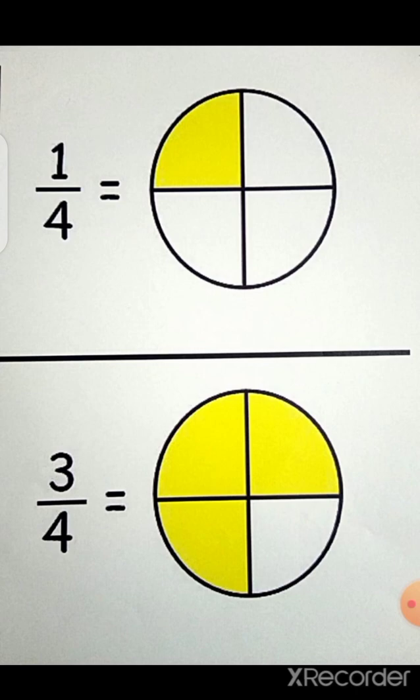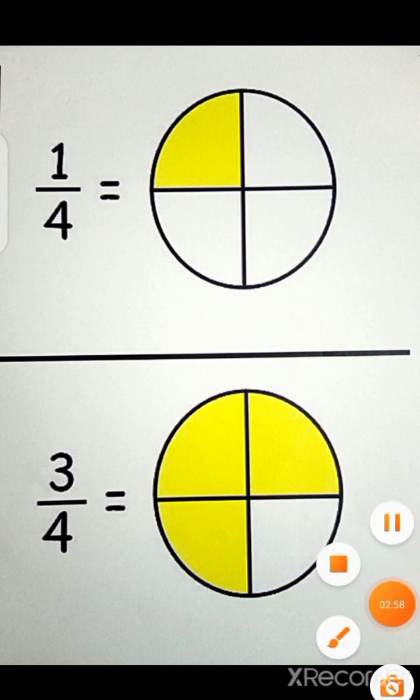If you look carefully at figure number 1 and figure number 2, this one 1/4 and 3/4, the total number of parts is not going to change. They are the same, 1, 2, 3, 4. Shaded parts in figure number 1 is 1. So the fraction is 1 over 4. Here the shaded parts are 3. So that is 3 over 4.